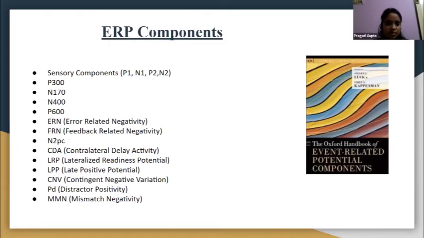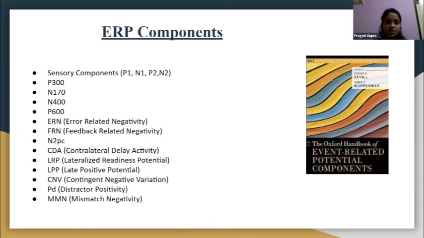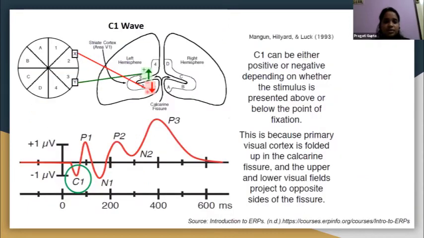So these are some of the ERP components, and we'll go briefly through them. Some of them are the sensory components, P300, and N170 for face perception, or specific to experts, N400 for language processing, P600 also for language processing, error related negativity, feedback related negativity. So we have all these, and we'll see slowly how they are generated.